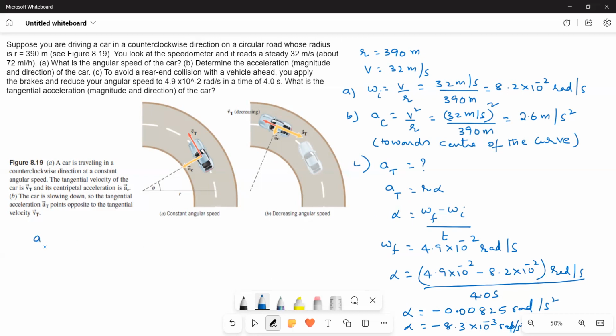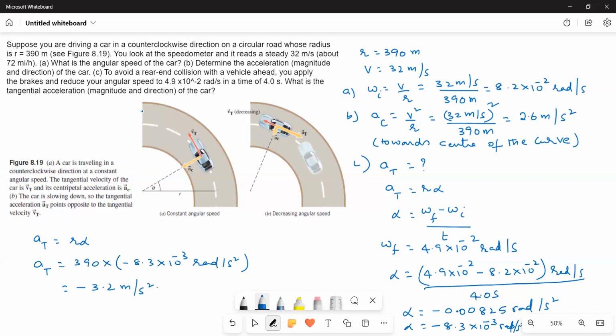AT is equal to R alpha. So AT is equal to, what is the R value? 390 meters. 390 times alpha, which is negative 8.3 × 10^-3 radians per second squared. So this gives a value of negative 3.2 meters per second squared.